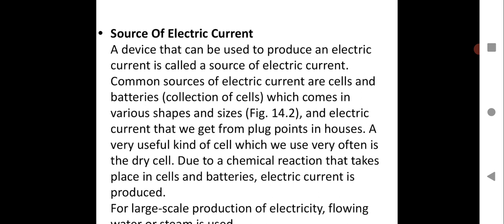Common sources of electric current are cells and batteries. That means batteries are collections of cells. So the cells or the batteries which you buy from the market come in various shapes and sizes. And we get electric current from plug points in houses. So the plug points in houses, that means we are getting a supply of electric current from the power station, and we get an electricity bill every month. For that electricity bill you have to pay the given amount. That means that many units are charged to you, depending upon the electrical appliances which you are using.